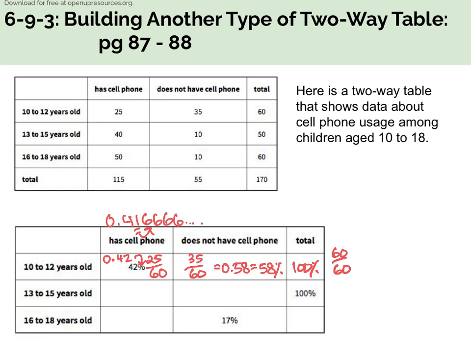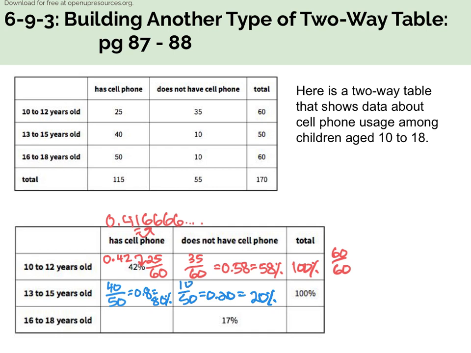Now let's do 13 to 15-year-olds. Same kind of thing. So we're going to say 40 divided by 50. Notice how the total over here is 50. So we're going to say 40 divided by 50, and that is 0.8, right? But we want it as a percentage, so we need 2 decimal places. Then we're going to do 10 divided by 50. Grab your calculator, 10 divided by 50. That is 0.20 because we need 2 decimal places. What is that? That's going to be 20%.